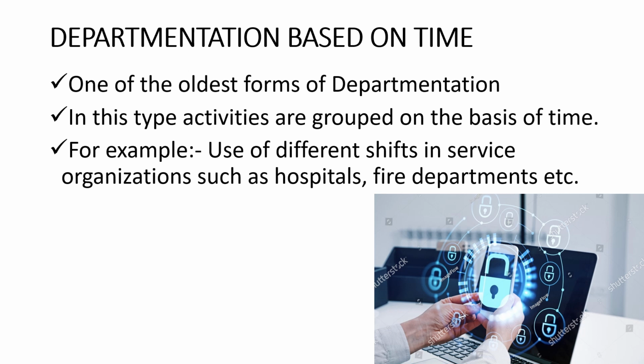Next type is departmentation based on time, one of the oldest forms of departmentation. In this type, activities are grouped on the basis of time. For example, use of different shifts in service organizations such as hospitals, fire departments, etc. In this type, all the activities are grouped on the basis of time. For example, in software companies or BPOs, we have different shifts for different workers. They are working in different shifts like day shift, night shift, etc.